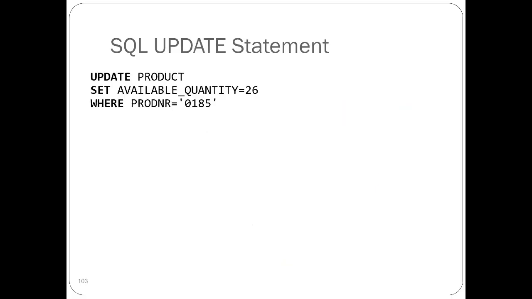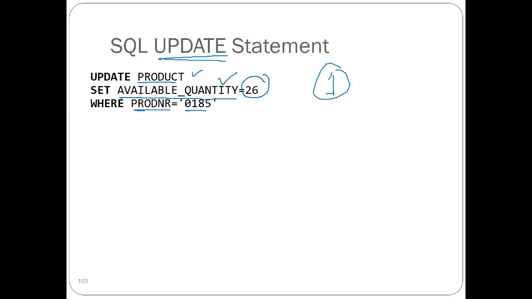And now, having looked at insert and delete, let's look at one more statement, which is update. The update statement is used to update the value of some tuples, changing the values of some attributes. So let's look at this one. I'll mark that as query 1. We want to update the table product, and in that table we want to set the value of the attribute available quantity to 26, and that should be done for product number 0185. Good, right? Straightforward.